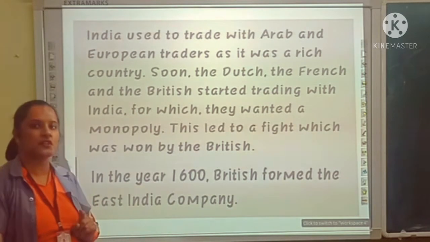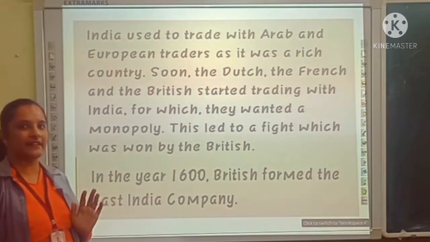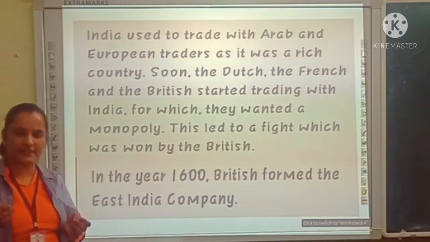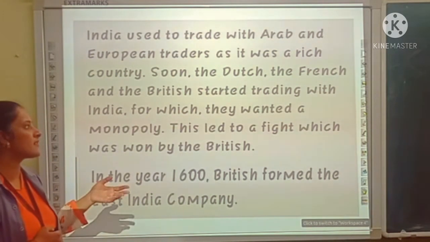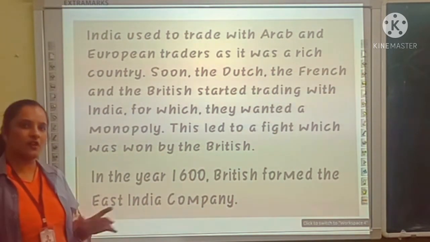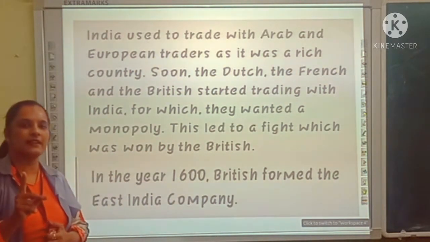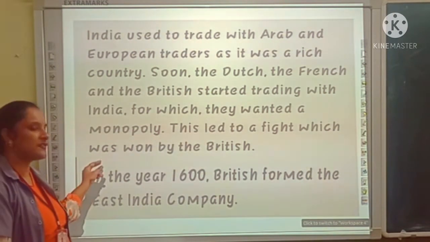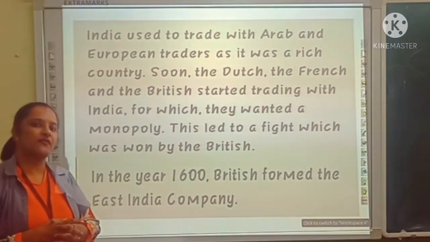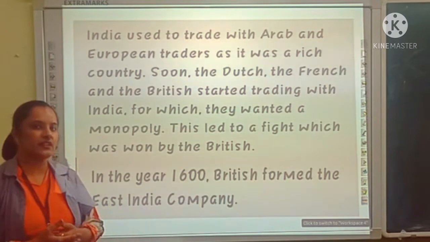The first European country was the Portuguese, followed by the Dutch, French and British. They also started trading with India. Now what happened? These four countries were trading with India, mainly in spices, textiles and handicraft, and many other things; gold was there too. So they wanted a monopoly. Monopoly means only one party should do all the business, only one should rule in trade. This led to a fight among the four countries, which was won by the British. So the British started trading in more quantity with India.